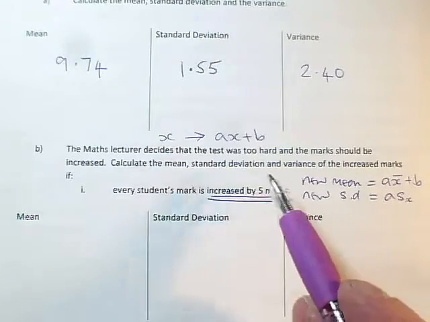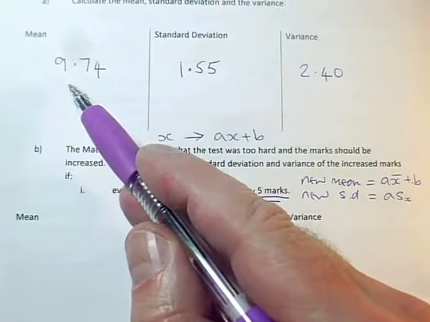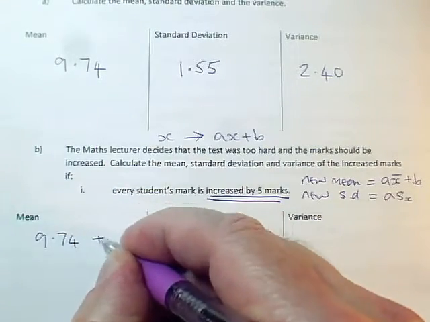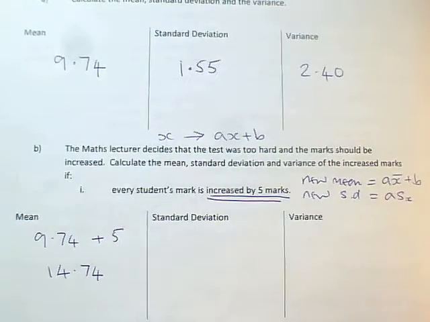What am I doing? I'm just adding 5 to all the scores. So the mean gets affected by both multiplication and addition. So I'm going to do 9.74, I'm going to add on the 5. So of course I'm going to get 14.74 as the new mean score.